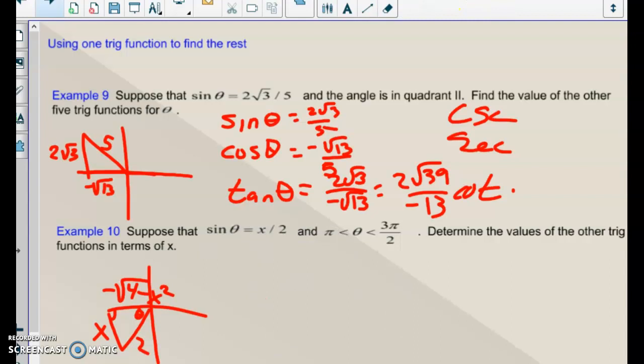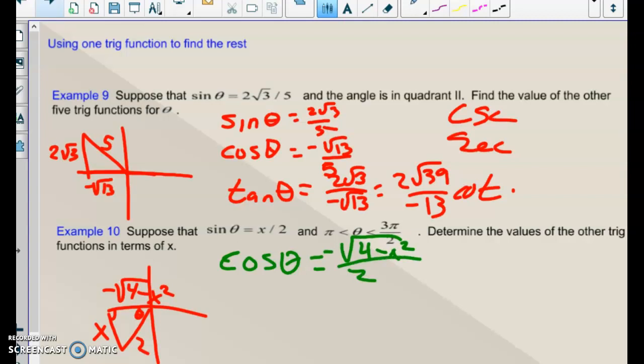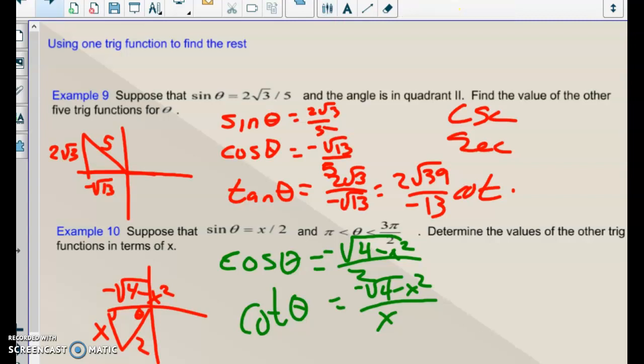And then let me write some of the trig. I don't think I want to do all of them. I'm going to do the cosine of theta, which is the adjacent, negative square root of 4 minus x squared over the hypotenuse. I'll do the cotangent. We know the tangent is the opposite over the adjacent, so the cotangent is the adjacent over the opposite. There we go. I think that's enough of those.